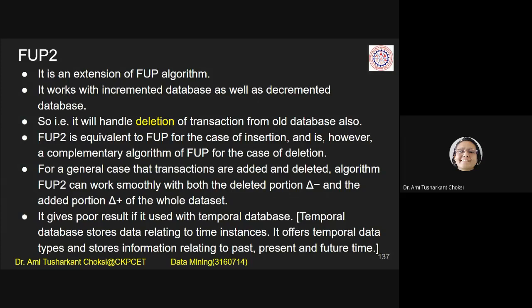What do we mean by temporal database? A temporal database stores data relating to time instances. It offers temporal data types and stores information relating to past, present, and future. Fine.